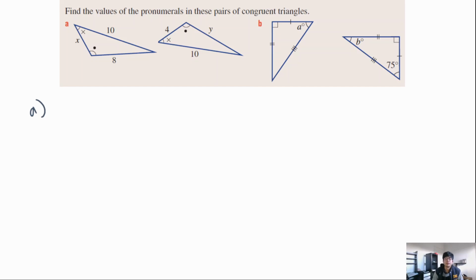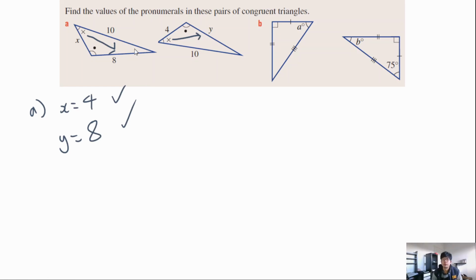Alright, starting with question A, let's find x and y. So we can see x is directly opposite to the angle that is not labeled there. So we'll find the angle that's not labeled and see what's directly opposite. So we know x equals 4 from that. And y is directly opposite to the angle that's labeled x over here. Let's go to the one on the left and see what's directly opposite to that, and that is the side length 8. So y is going to equal 8. Give yourself a tick for each one you got correct here.